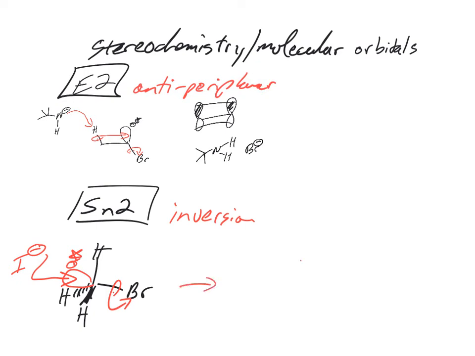Right, so the easiest way to draw it: iodine is on this side, bromine is left, and then that substitution, right? And if these were all four different things, we would have gone from R to S, or S to R, whatever it is.